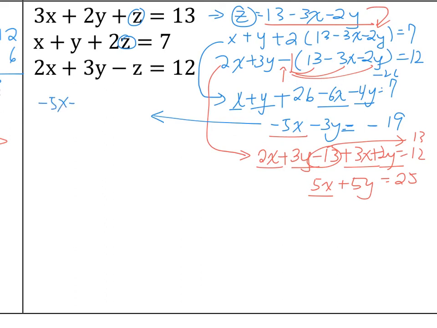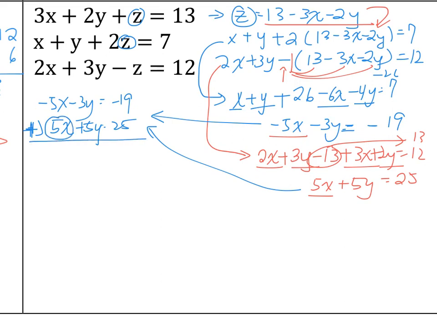Negative 5x minus 3y equals negative 19. 5x plus 5y equals 25. Second one. And I'm going to choose to add because this will give me a positive 5x here, so I could cancel it out with negative 5x. So negative 3y plus 5y gives you a positive 2y, and negative 19 plus 25, that would give you 6, and then y would equal 3.